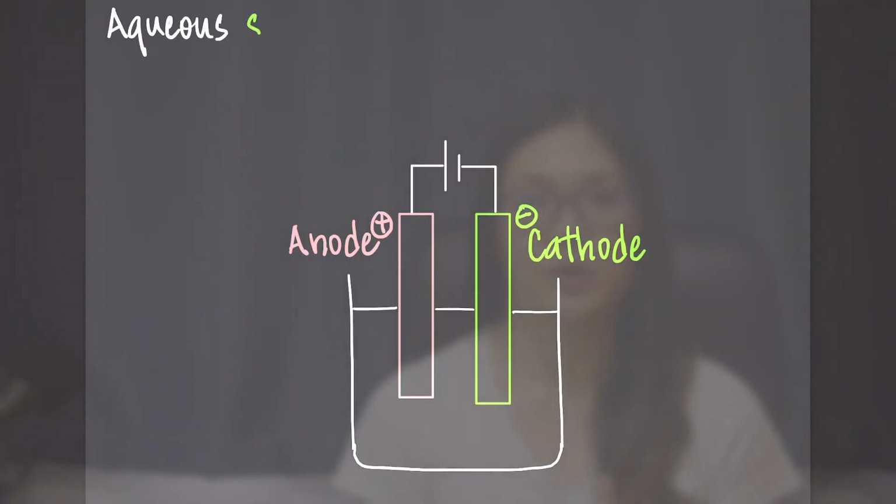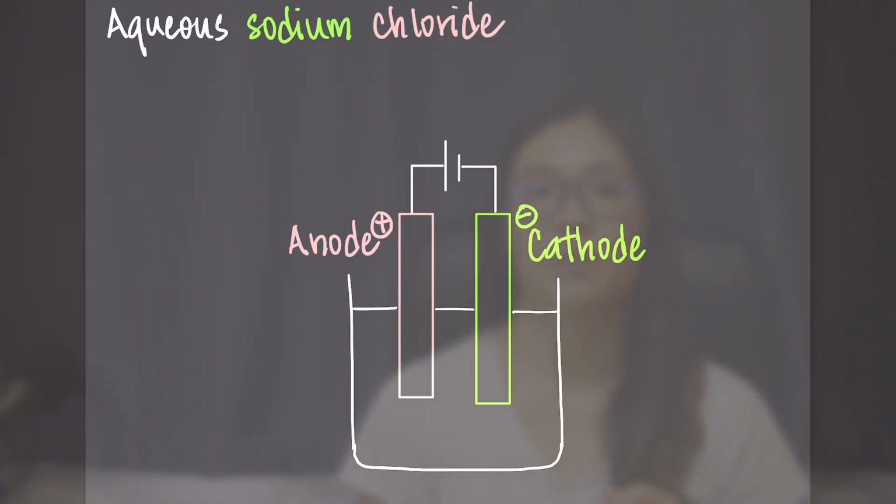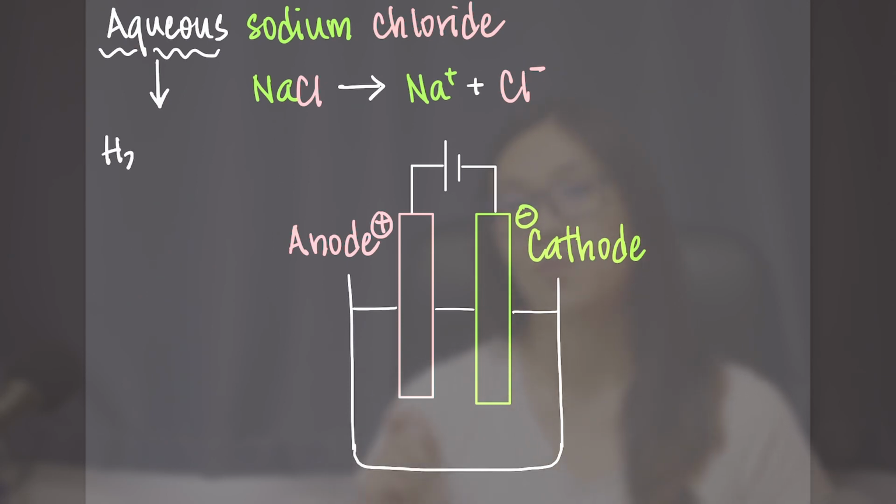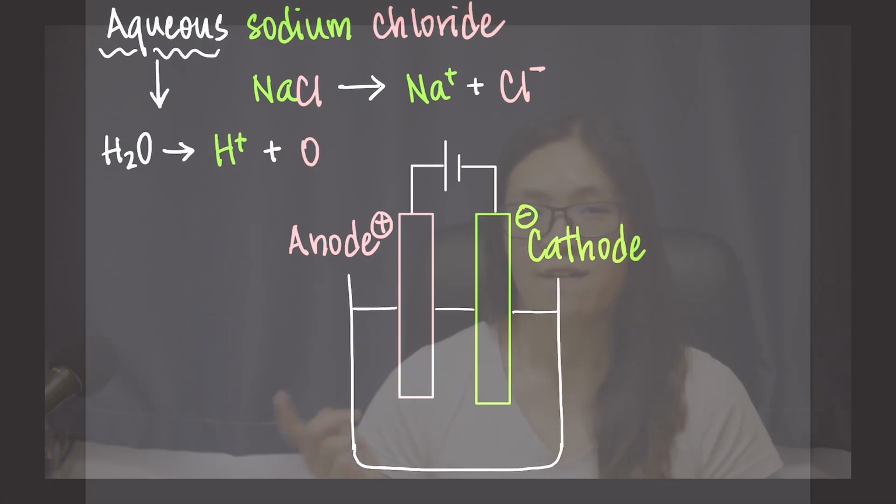Using aqueous sodium chloride as an example, we can break down the sodium chloride into sodium ions and chloride ions. On top of that, because this is an aqueous solution, it means that water is present, which means that water can break down into hydrogen and hydroxide ions. Very important, do not say hydrogen and oxide ions. Water must break down into hydrogen and hydroxide ions.